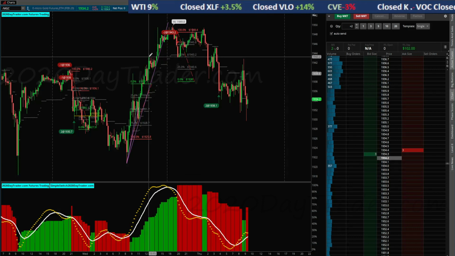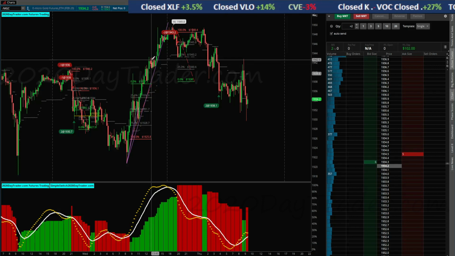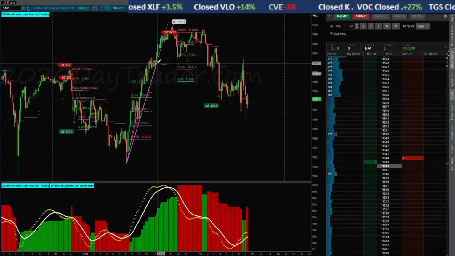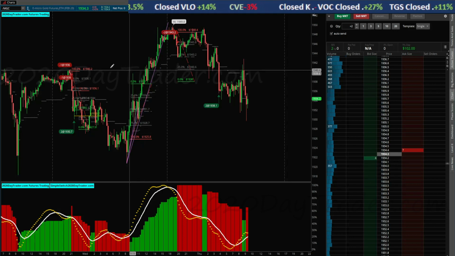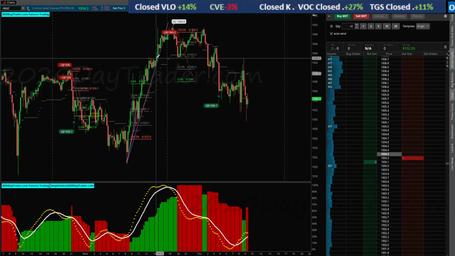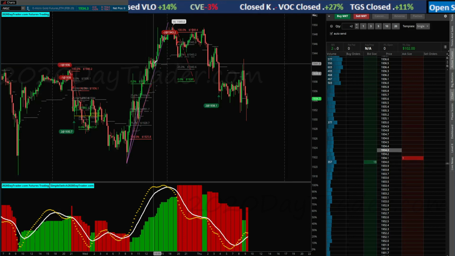Like right here, this was a high. Came down a little bit. A lot of resistance here. And then it broke out to the upside, right? So sometimes these highs will provide some resistance, but sometimes they don't. Sometimes they just break out.